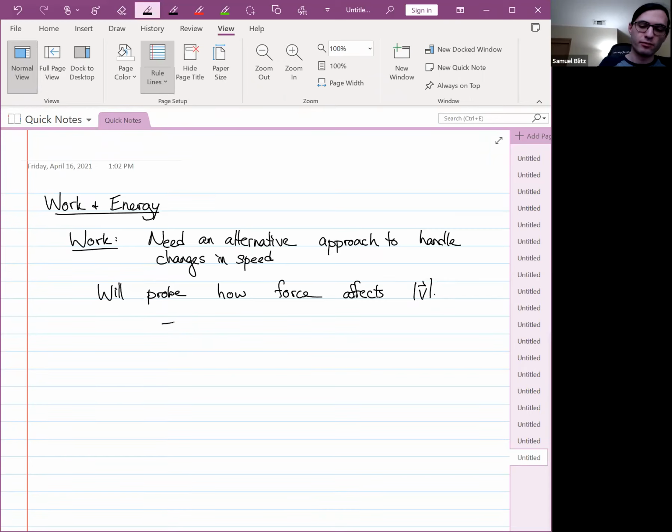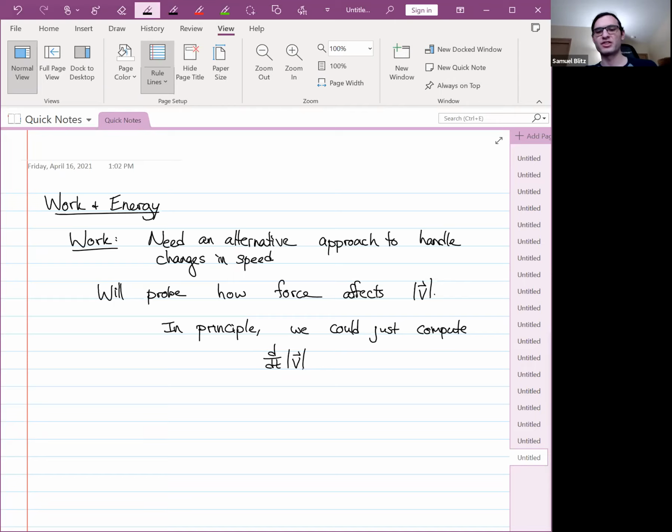In principle, we could just compute the time derivative of the magnitude. That's something that we could just do, and that would be great. It would tell us exactly how the magnitude changes with time, and so maybe we could relate that to the forces. The only trouble is that it involves a square root. Generally, the magnitude of the velocity involves a square root. And by probe, I mean investigate mathematically.